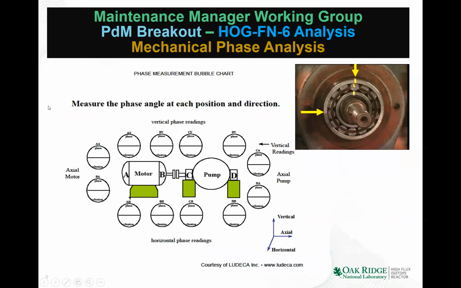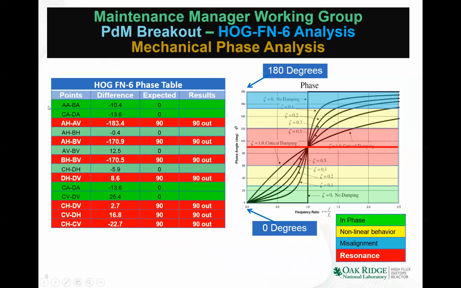This is what I was describing, what I do with phase readings, and this is kind of an advanced vibration study. But what I found out was all your green readings are in phase. All your red readings are in resonance. It's about half and half. You really don't want to see anything in resonance. So if you see all this red, that's not a good thing.